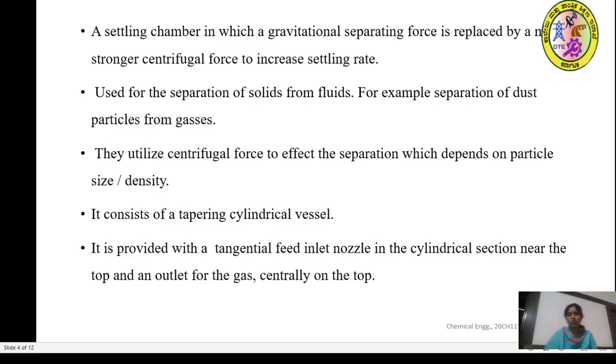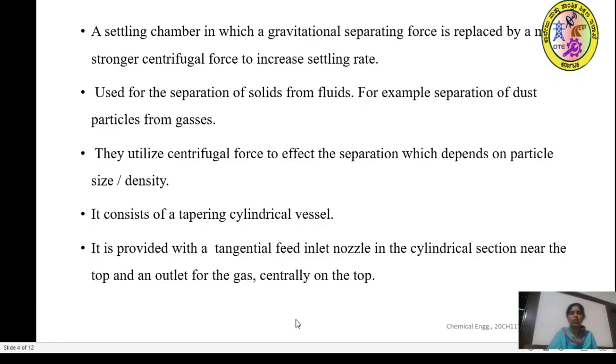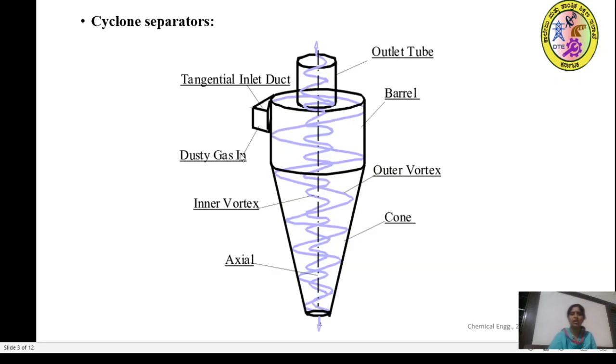So here the cyclone separator also utilizes the centrifugal force to affect the separation, which mainly depends upon the size of the particle and also density of a particle. As I said, it consists of a tapered cylindrical vessel. We call it a cone, and it is provided with a tangential feed inlet here, through which the dusty gas laden gas will enter through the cylinder.